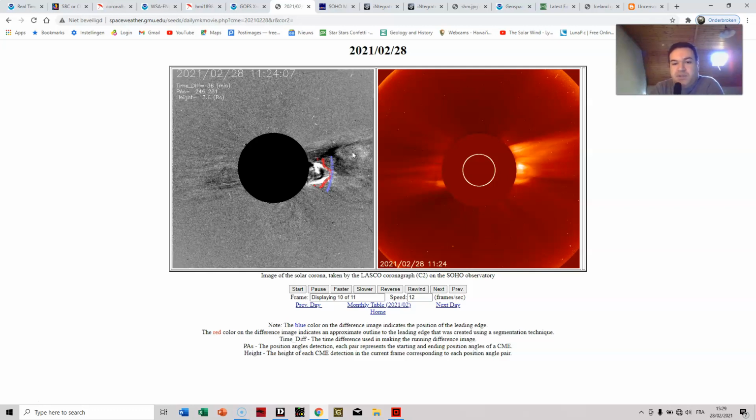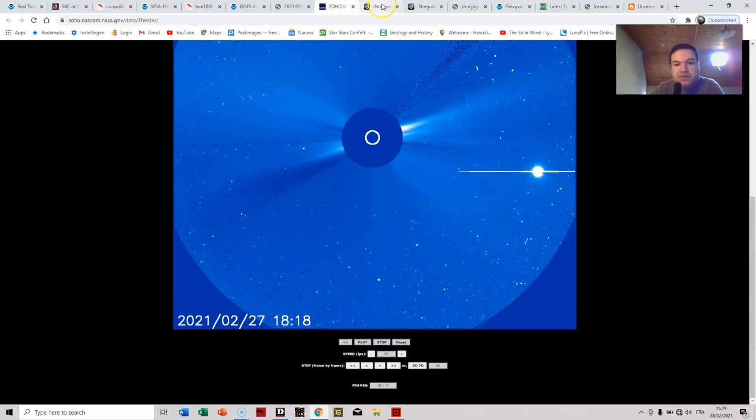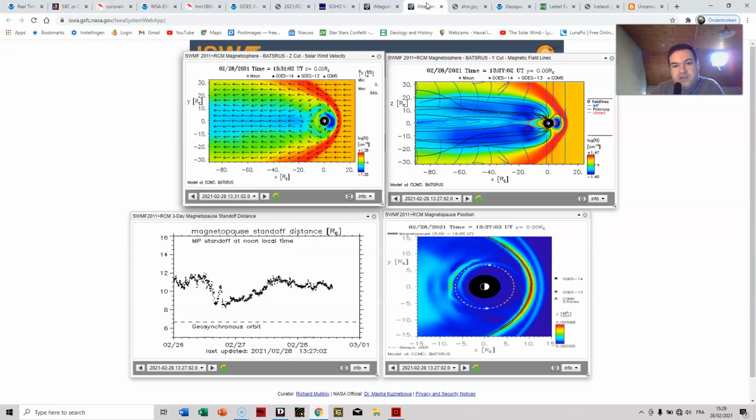But yeah, we could get a glancing blow of this particular CME, and I do believe that this has also been caused by that sundiver comet, or whatever this was. Looking at other metrics, everything is normal.